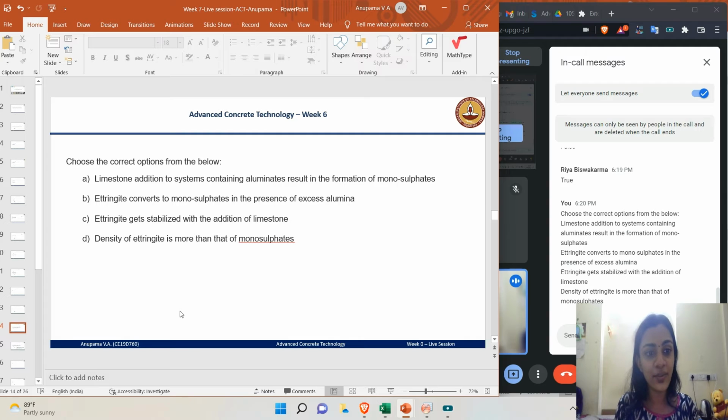This is a very interesting question. So many concepts are involved in this. So please read each line and then try to understand. Then the last statement says that the density of ettringite is more than that of monosulfates.